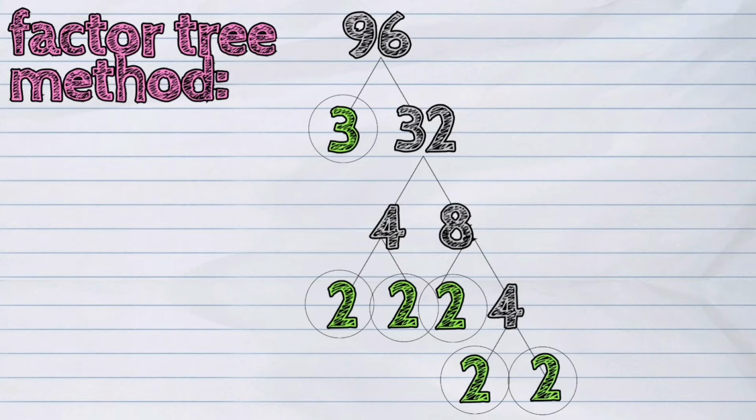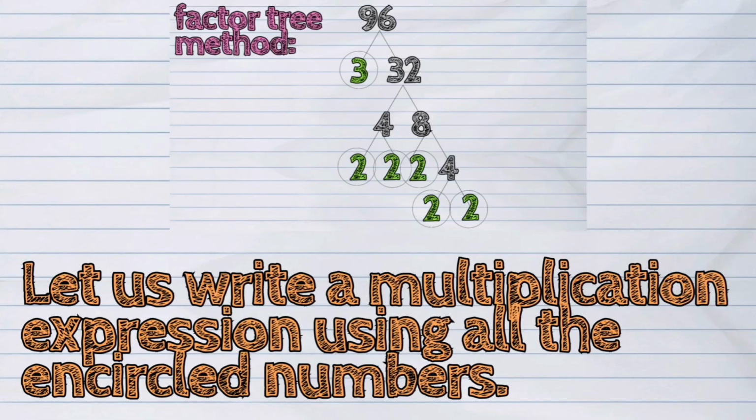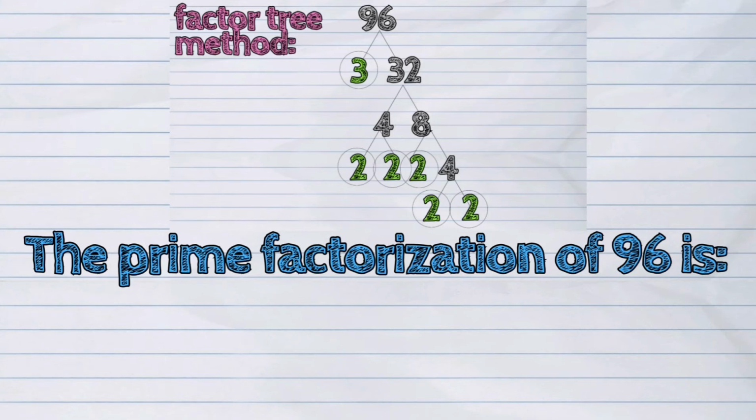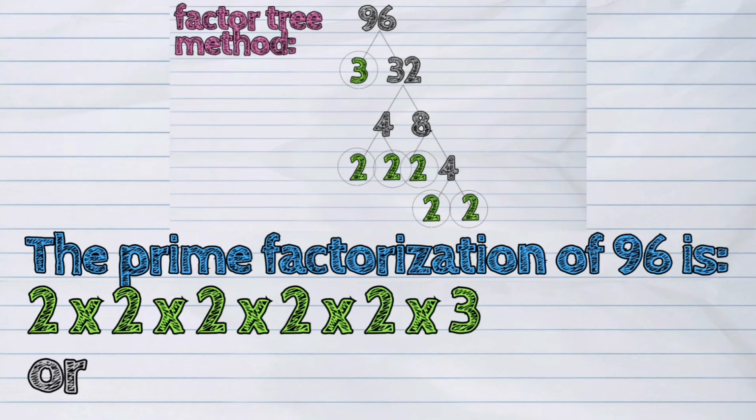Now that all the factors in the last layer are prime, we proceed to the last step. Step 4. Write the number as the product of its prime factors. All the encircled numbers in the factor tree are the prime factors of the given number. Let us write a multiplication expression using all the encircled numbers. The prime factorization of 96 is 2 times 2 times 2 times 2 times 2 times 3. This expression can be written as 2 to the 5th power times 3.